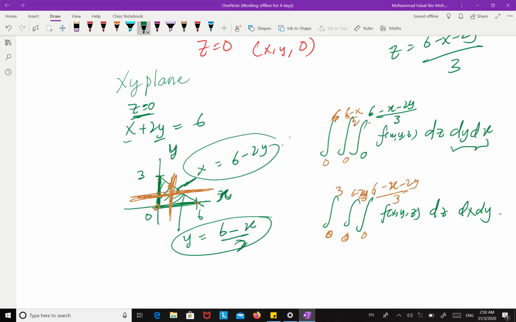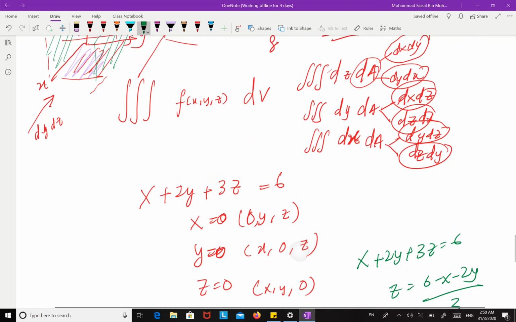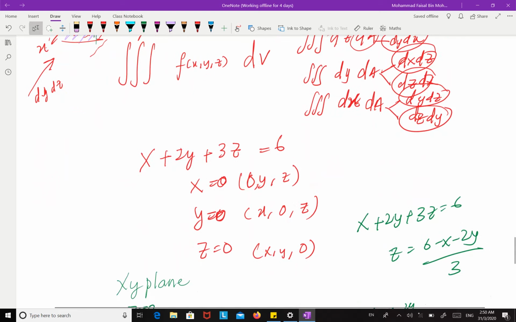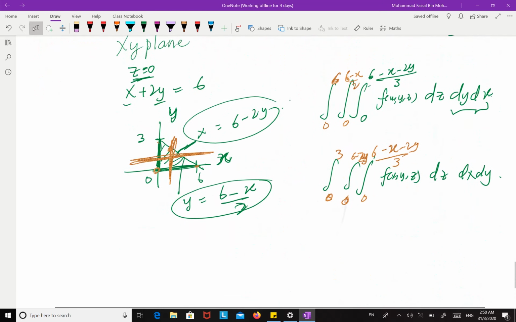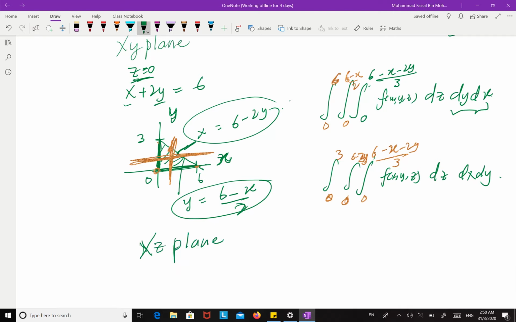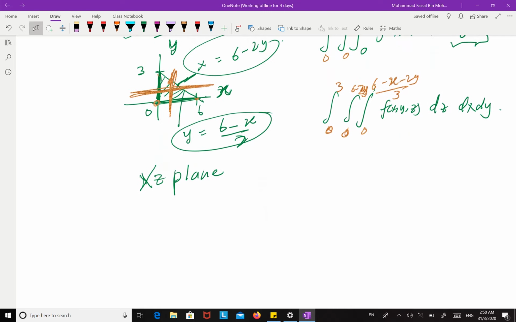Now next is type 2, which will be the xz plane. So the xz plane will be y equals 0. From that equation you will get x plus 3z equals 6, so z equals (6 minus x) over 3.